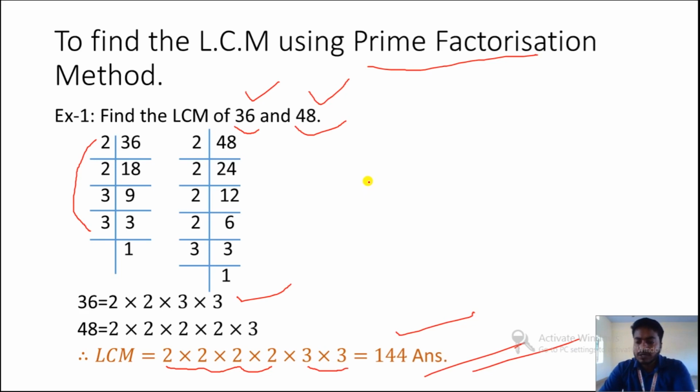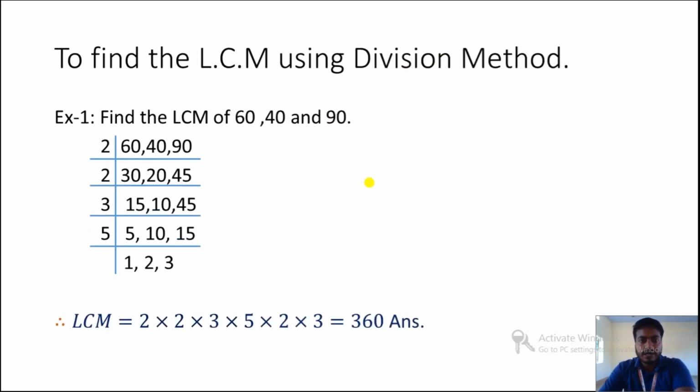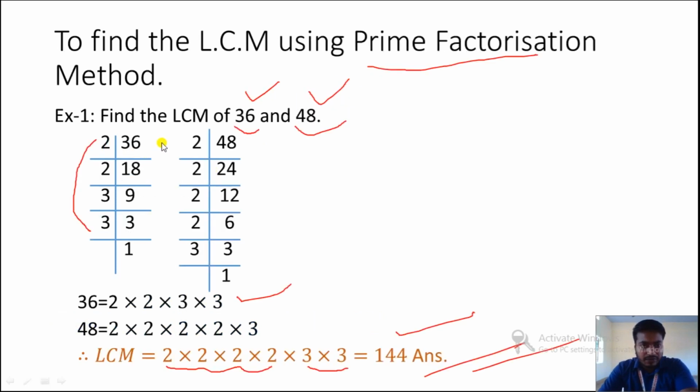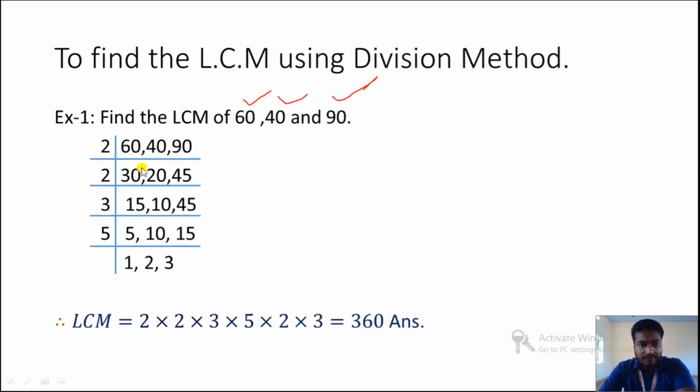Now let's move to the next method, and that is the division method. Alright, and the question we have: find the LCM of 60, 40 and 90. Now in the division method you need to arrange all 3 numbers. We have 3 numbers here. You can see all 3 numbers in one place only. In the previous method we found them separately, but here we have to arrange them in one place only.